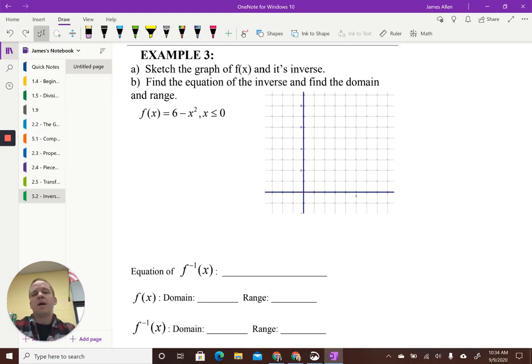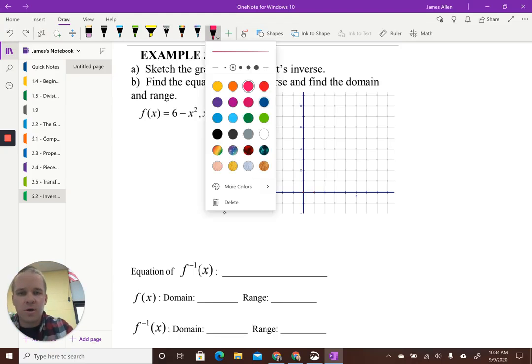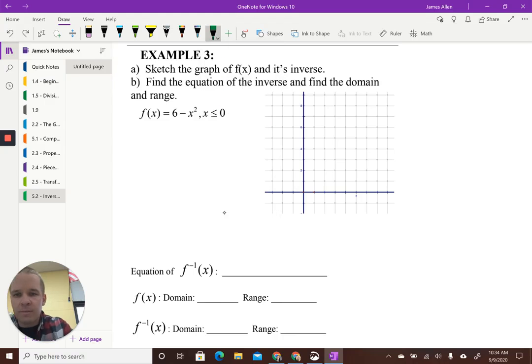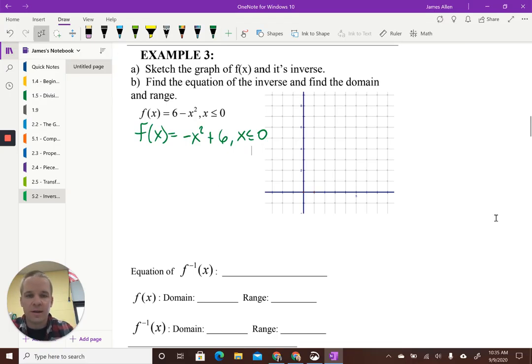Okay, so sketch the graph of f of x and its inverse. So we're going to sketch both of those. We're going to find the equation of the inverse and then also the domain and range. Quite a bit to do. I'm going to graph the original function first, and before I do that, I'll go with green on this one. I'm going to rearrange my function to look like this, and I think that's a little more visually pleasing for us to throw the x squared first, right? Put it in descending order. So when I graph this, I know that we're talking about x is less than or equal to 0, so I'm only talking about over here on this side of the graph.